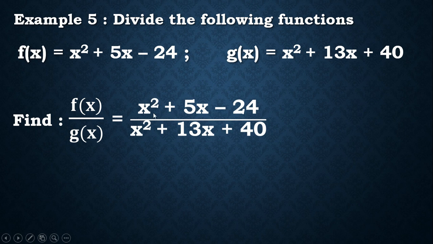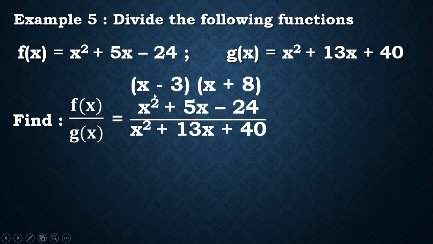For the f of x, we have x squared plus 5x minus 24. And then for our g of x, which is our denominator, x squared plus 13x plus 40. And then we have to find the factors of both numerator and denominator. For the numerator, we have the factors x minus 3, x plus 8.